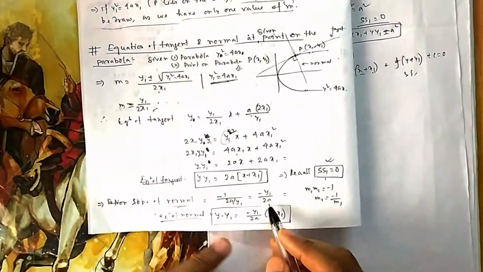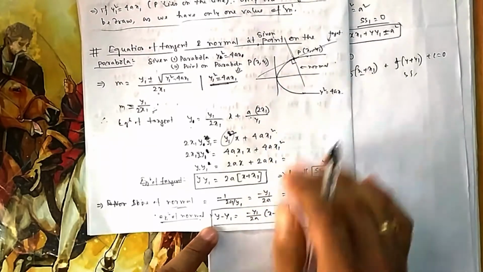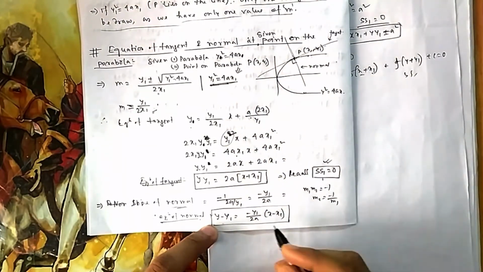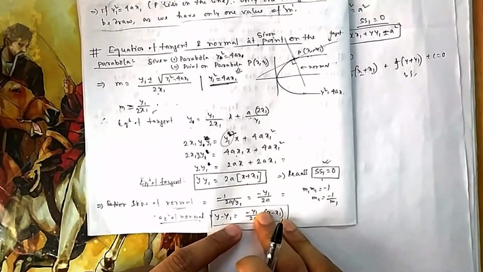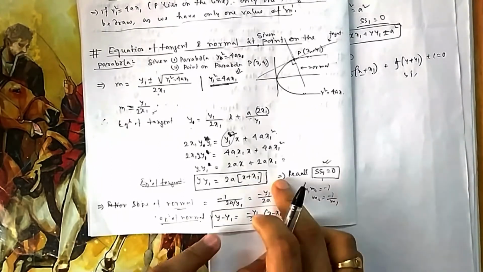So what is the equation of normal? You know the slope, you know the point. So use the slope-point formula: y minus y1 equals slope into (x minus x1). So once you know the tangent, there is no need to remember the normal. From the tangent itself you can write the normal. So tangent is very important.